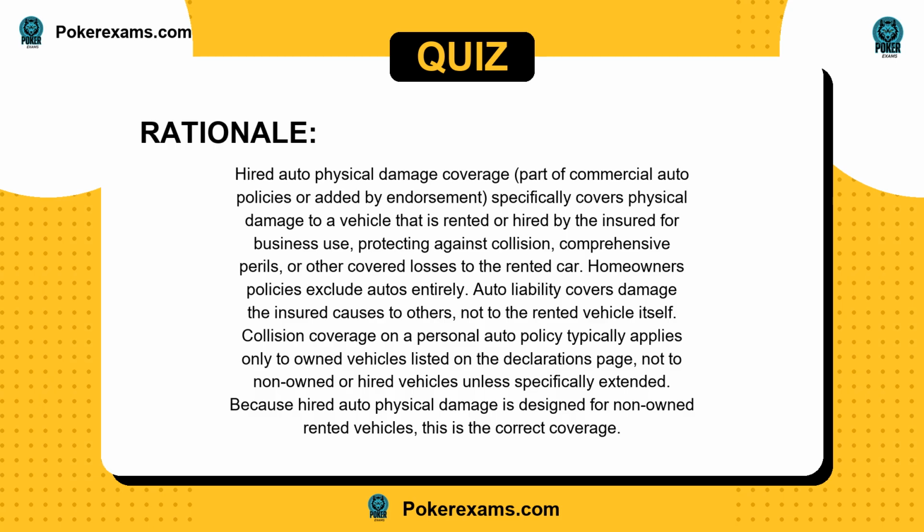Homeowners' policies exclude autos entirely. Auto liability covers damage the insured causes to others, not to the rented vehicle itself. Collision coverage on a personal auto policy typically applies only to owned vehicles listed on the declarations page, not to non-owned or hired vehicles unless specifically extended. Because hired auto physical damage is designed for non-owned rented vehicles, this is the correct coverage.